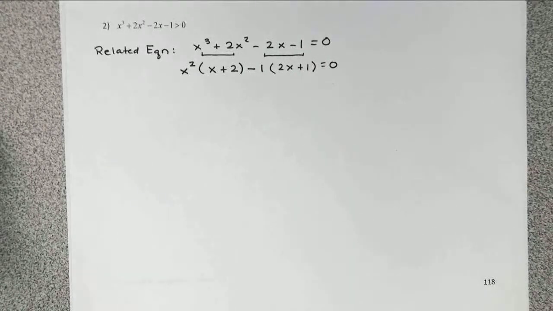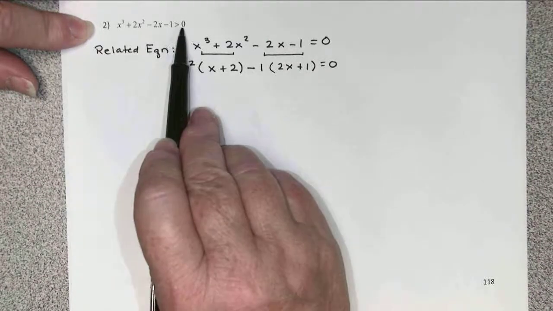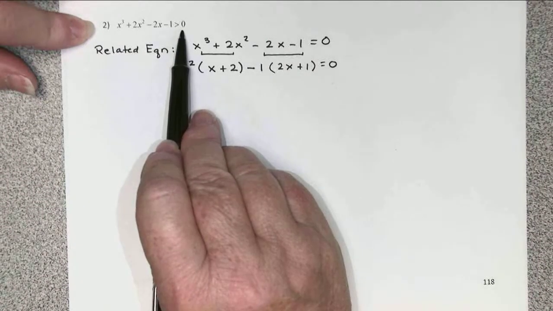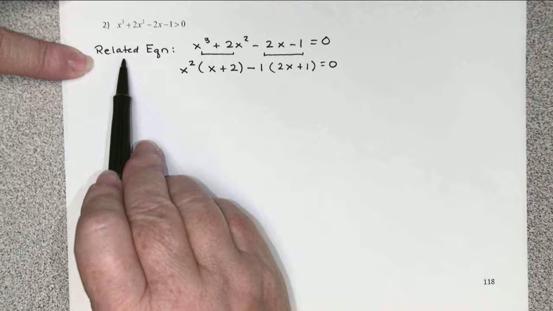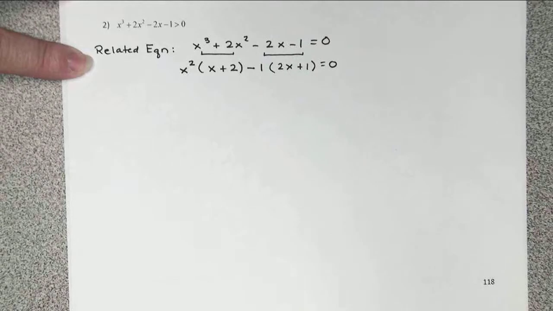This is Math 139, Section 2.7, Part B. We're going to continue to solve inequalities that have higher order polynomials in them. In example 2, we already have the 0 on one side. So you'll notice I started right out by turning it into the related equation. I just said it's equal to 0 rather than greater than.